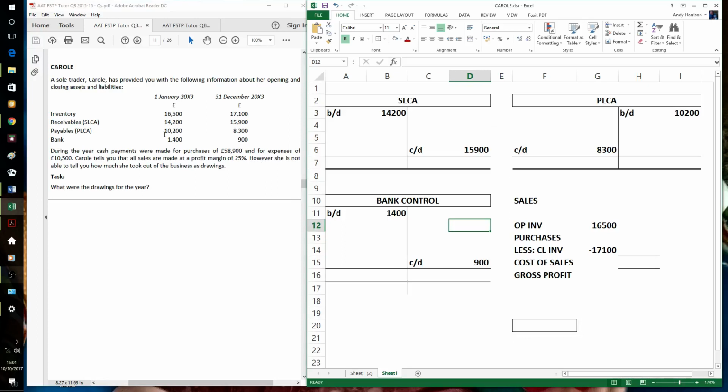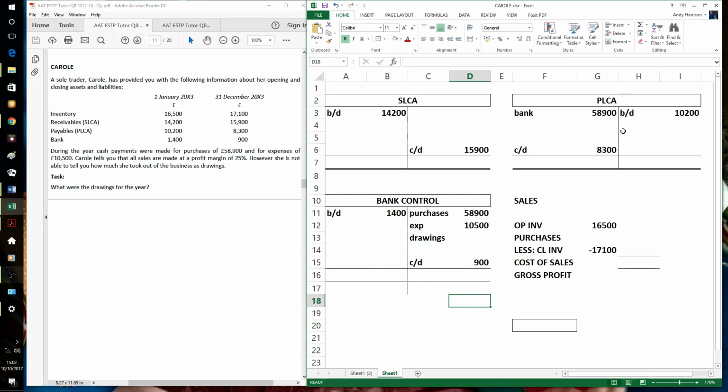But now it tells us cash payments for purchases 58,900. Now that will also be a double entry for it, in our purchase ledger control account. Expenses, and we know that's our end result, so I might as well put that in.